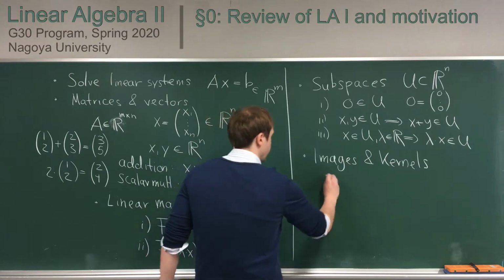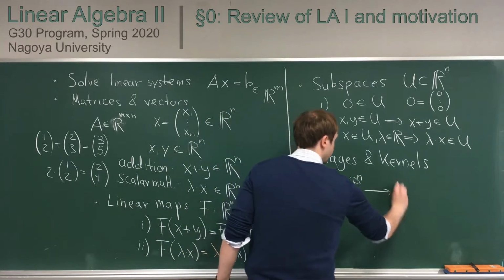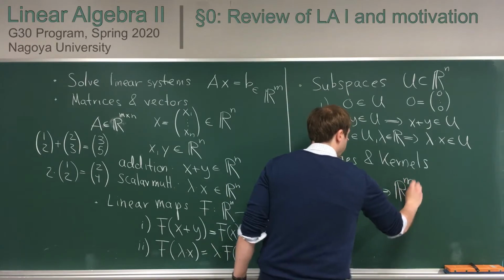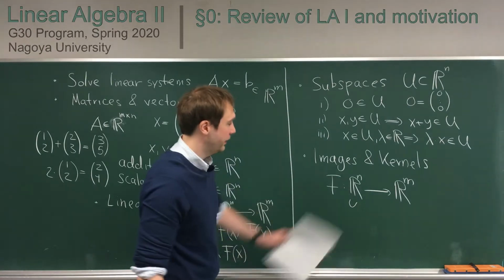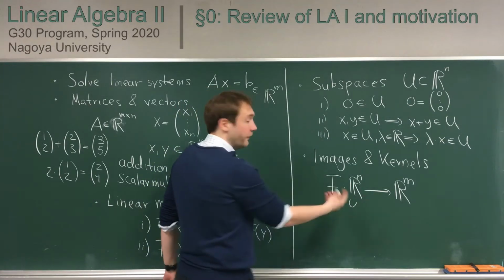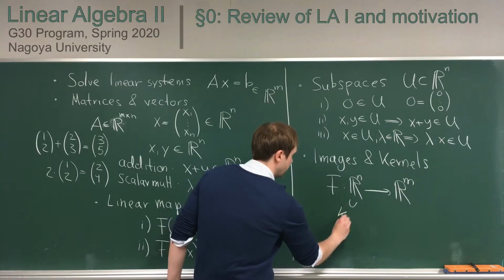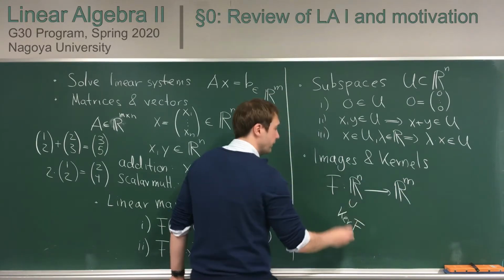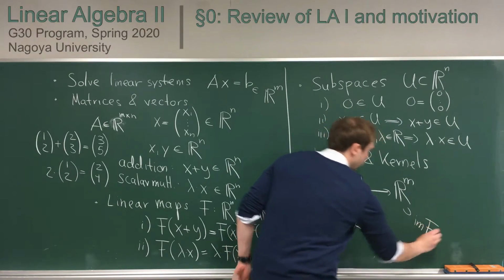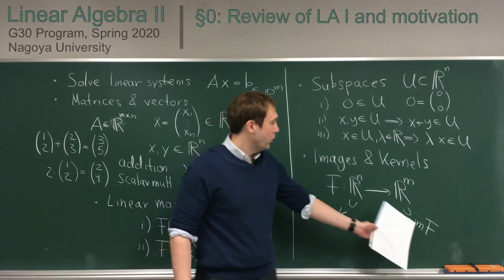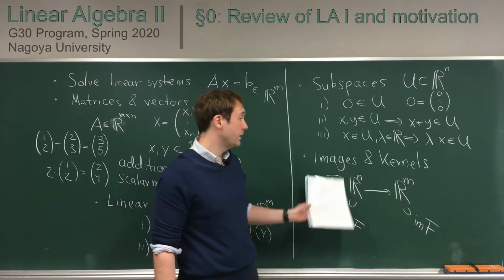So if I had a linear map from Rn to Rm, then the kernel was a subspace in Rn, and these were all vectors which get sent to the 0 vector in Rm. So here the kernel of f is inside here, and the image was a subspace on this side, and these were all vectors we could obtain by applying this map f to all elements in Rn.